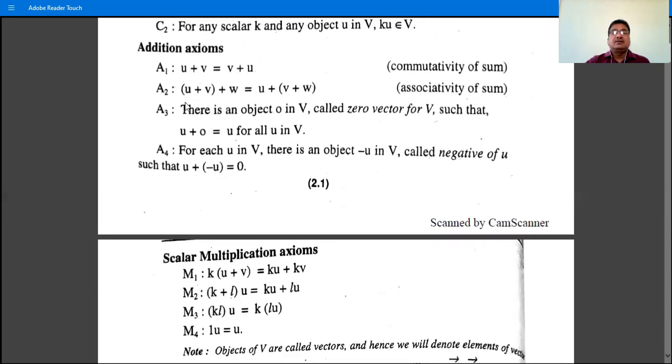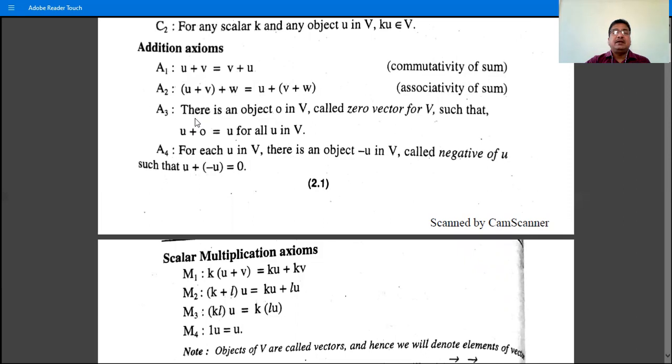Then (u + v) + w = u + (v + w) is called associativity of sum. The LHS and RHS of this addition are both the same, for all u, v, w belonging to V.